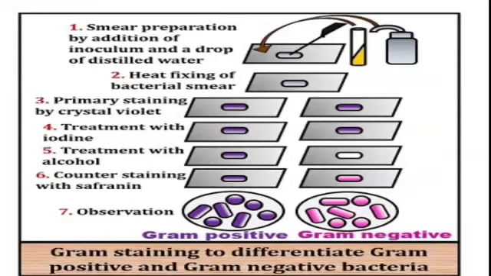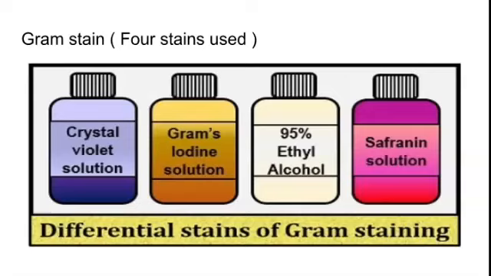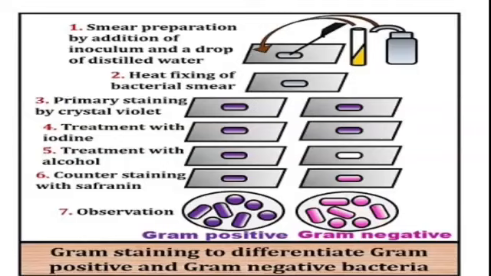So what happens? Primary staining is done with crystal violet, and then you treat with the iodine solution, and then you wash it with alcohol. Then you apply another stain, which is called safranin. The color of the safranin is pink. The color of the crystal violet is purple.